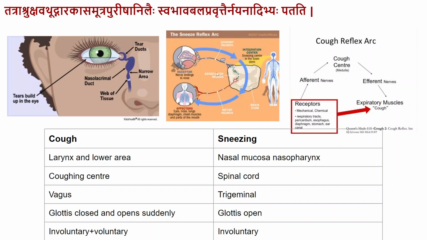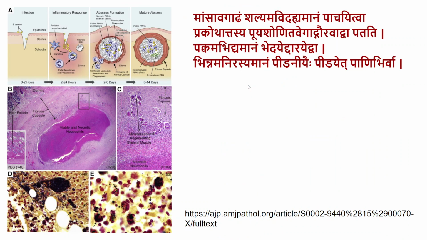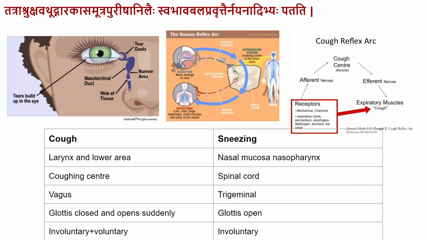The others are kshavatu and kasa, the cough and sneezing, very important reflexes in the body. Cough and sneezing are primarily reflexes meant to clear the respiratory passages, but there is an important physiological difference between them. The cough reflex occurs when there is irritation of the larynx and the lower respiratory tract, whereas sneezing occurs when the nasal mucosa or nasopharynx is inflamed or irritated, either with secretions or with a foreign body.